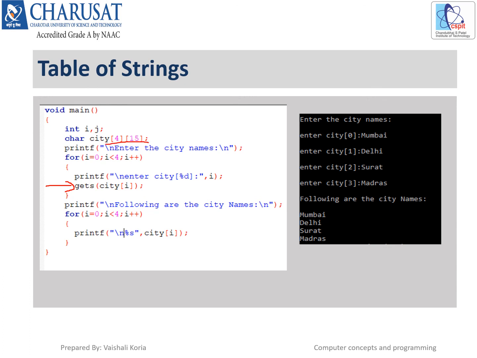Based on the declaration, you can see four strings can be stored, each of length not more than 15. The first city name entered by the user should be stored in city[0], then 1, 2. So we have taken the for loop, and the gets function will be executed 4 times, and whatever the user enters will be stored in the respective array element. Now when we want to print it, we can use the same for loop, but here we can use the puts function or the printf function to print the city names.